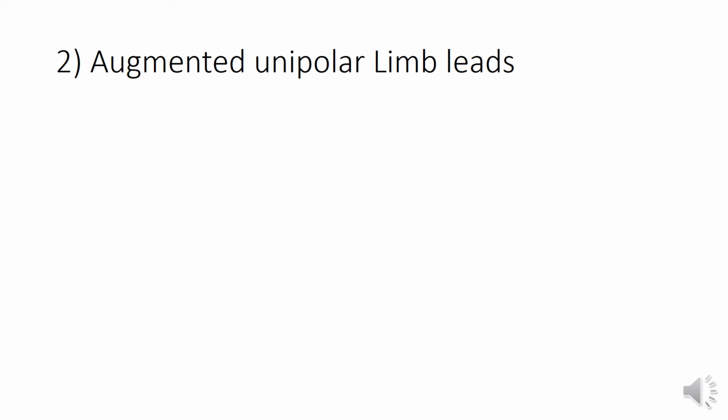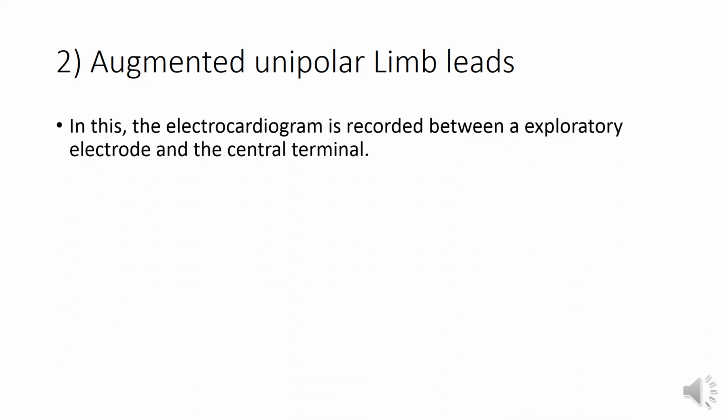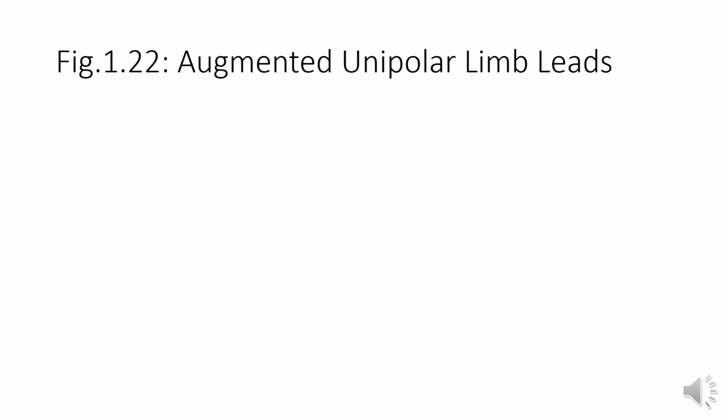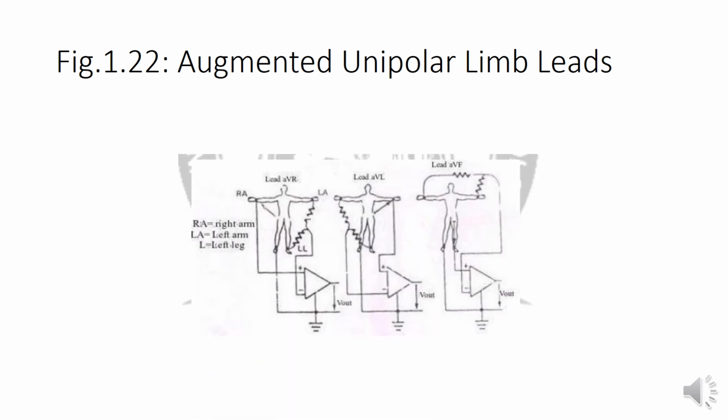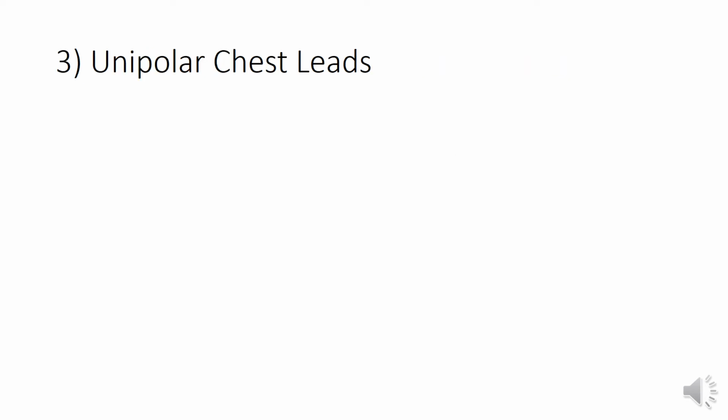Next is the augmented unipolar limb leads. In these augmented unipolar limb leads, the electrocardiogram is recorded between the exploratory electrodes and the central terminal. This is the diagram; we take the three figures. In that we have right arm and left leg, which are connected to the particular op-amp. Next we are going to see the operation. Mainly the leads are connected to the particular system.